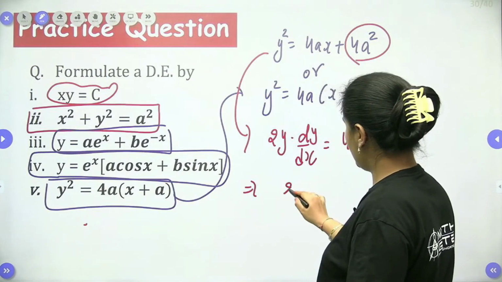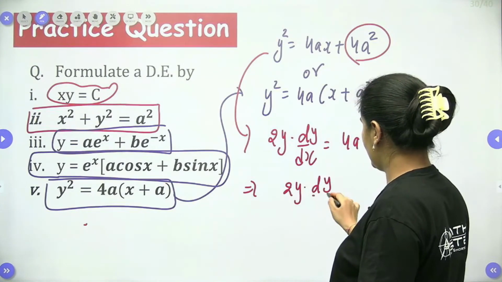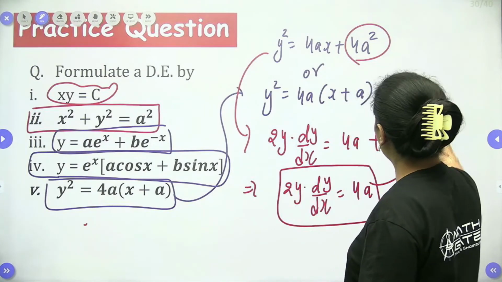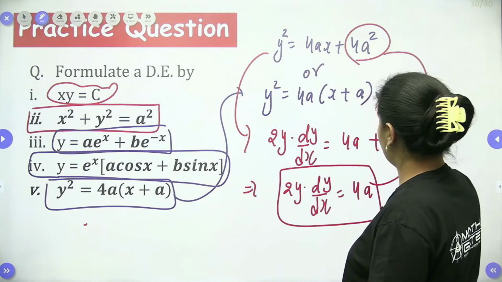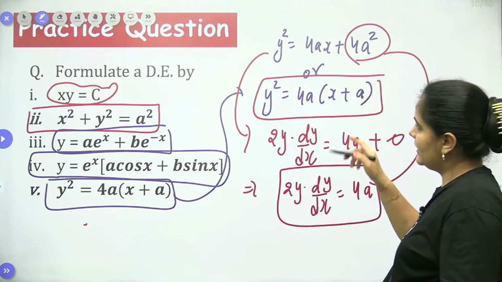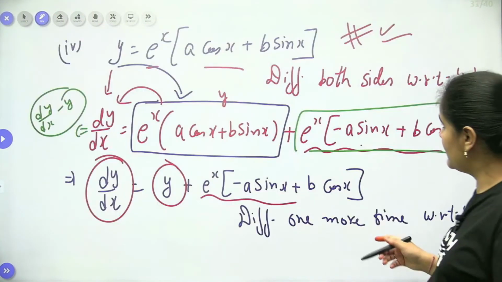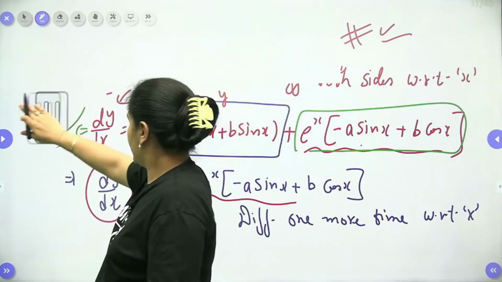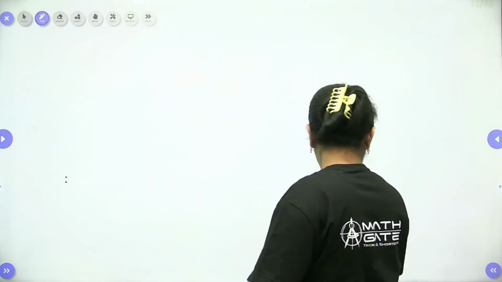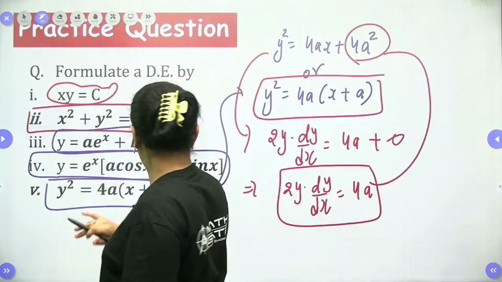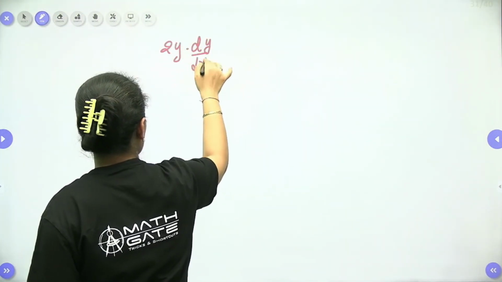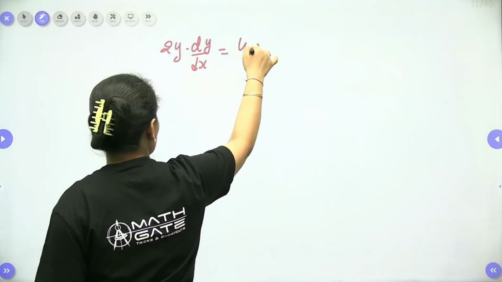So let's approach it simply. We can put the value of 4a instead of this one. In the particular given equation, you can go with any of these. Let's go with this one only. In this one you can put the value of 4a. Let me show you how you can put the value of 4a from there only. So let me write down here: 2y into dy by dx is equals to 4a only.